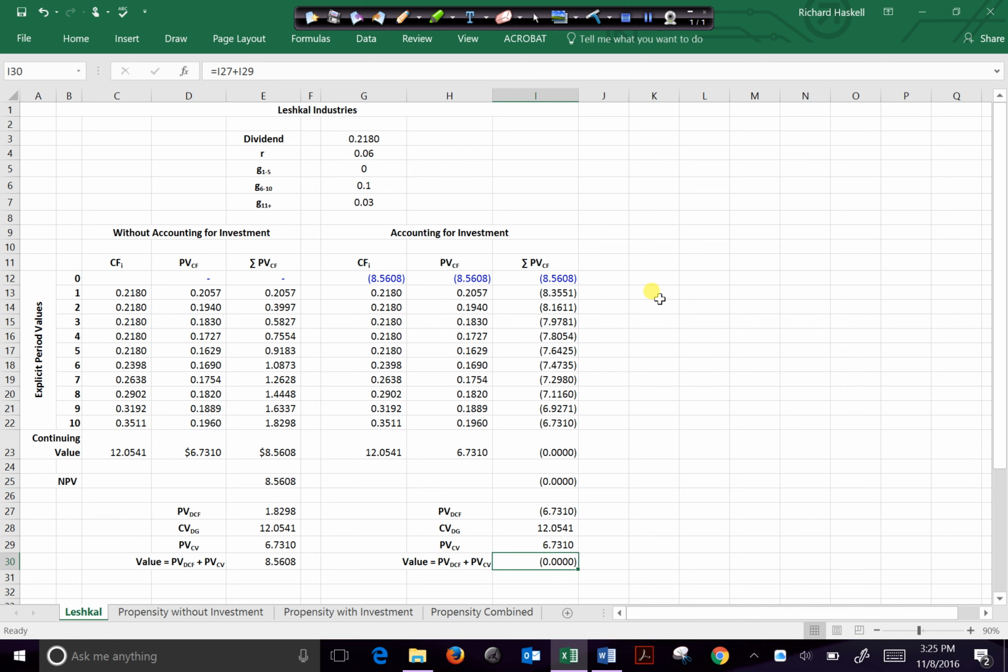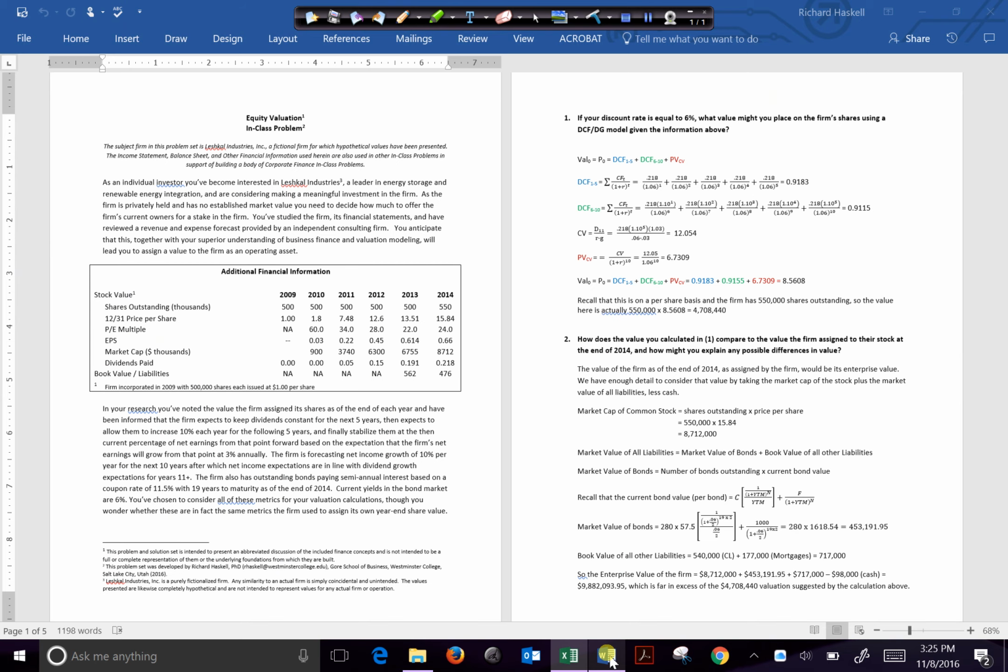So here's a spreadsheet for Lesh-Cal. And in this spreadsheet, all I'm doing is replicating the material I have over here in the upper right for Lesh-Cal Industries. And here, remember, we have some income variable that we're starting with. I think it was 21.8 cents per share. And we're saying in years 1 through 5, that's not going to grow. It's going to stay 21.8 cents per share.